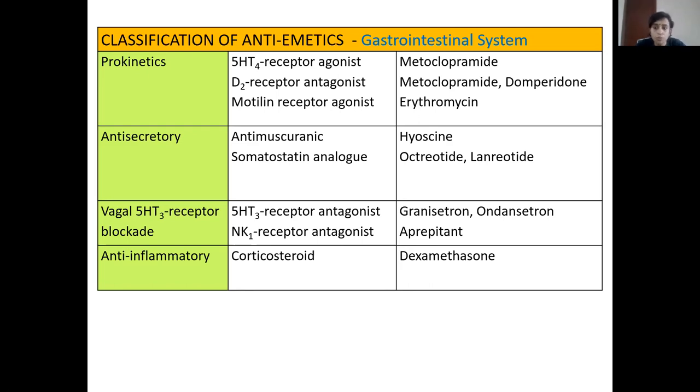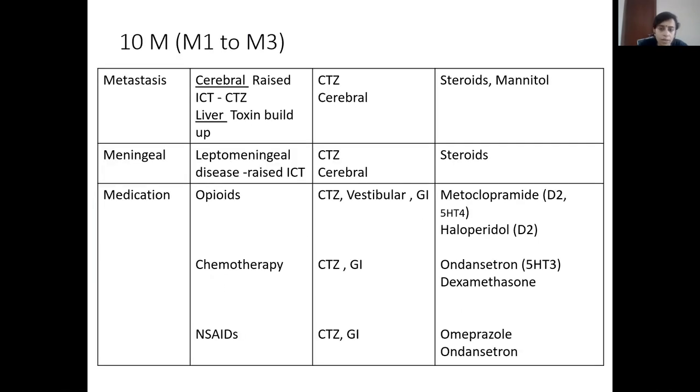So suppose a patient is vomiting because of morphine-induced gut motility issues, then I have to give metoclopramide. And anti-secretory drugs, we mentioned hyoscine, and octreotide is another commonly used drug in many settings. So I'm not reading one by one. I'm making the board. I have just tried to reduce it to 10 M's, if that helps someone to get rid of this confusion.